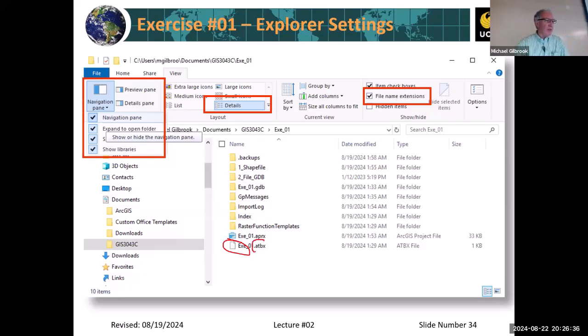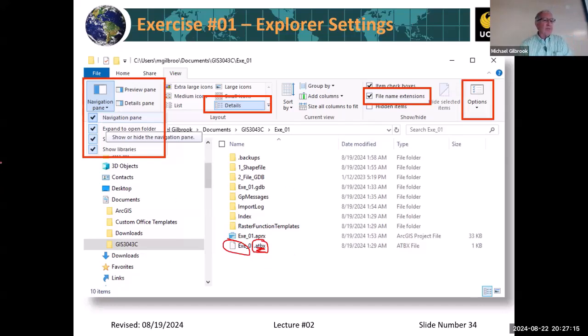The extension is this information that shows up after the decimal point. See where it says exercise 01.atbx? This part is the extension. That's turned off by default. We're going to want to turn those on. Otherwise, it's very hard to tell. You might have 7 files all called states, and you can't tell what's the difference between them. Well, the difference is one is states.shp, one is states.dbf, one is states.shx. There are different extensions, but you can't tell that unless you turn the extensions on.